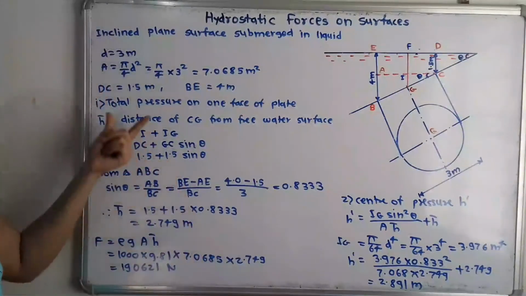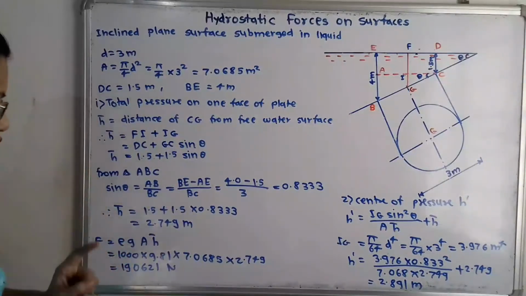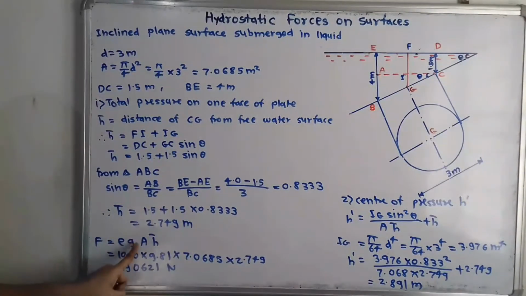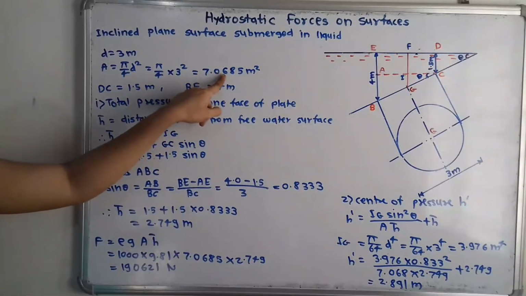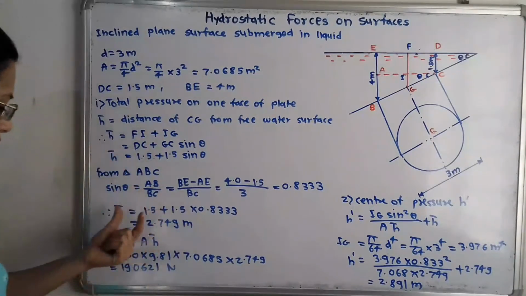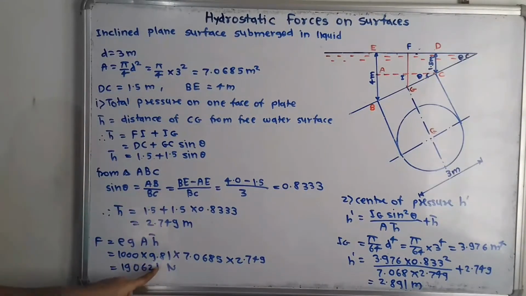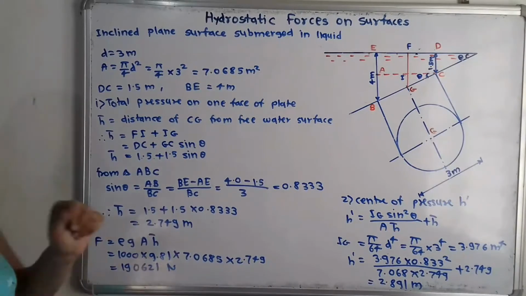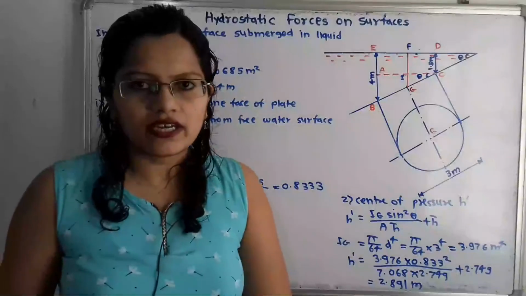Now we can easily calculate the total pressure, because rho is 1000, g is 9.81, area A is 7.0685, and what is h bar? That is 2.749. Then what is the value of F? That is 1,90,621 Newton, and this is the answer.